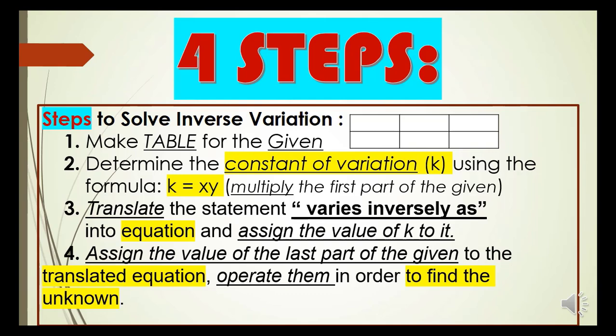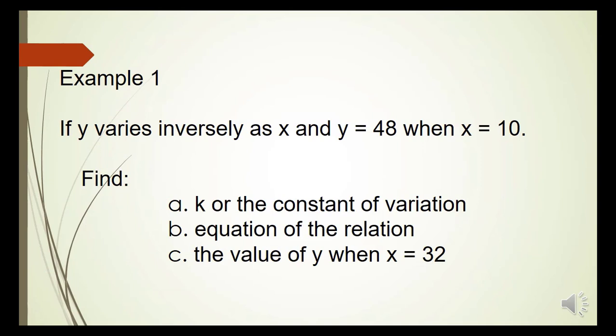Let's go now to our examples. Example number 1. If y varies inversely as x and y is equal to 48 when x is 10, find a. the constant of variation, b. the equation of the relation, c. the value of y when x is 32.